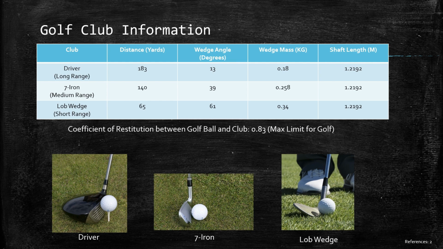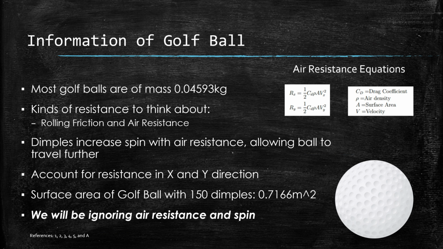And at the very bottom, you see that we have a picture of each type of golf club. And the coefficient of restitution between golf ball and club is 0.83, and that's the max limit for golf. Most golf balls have a mass of 0.04593 kilograms.